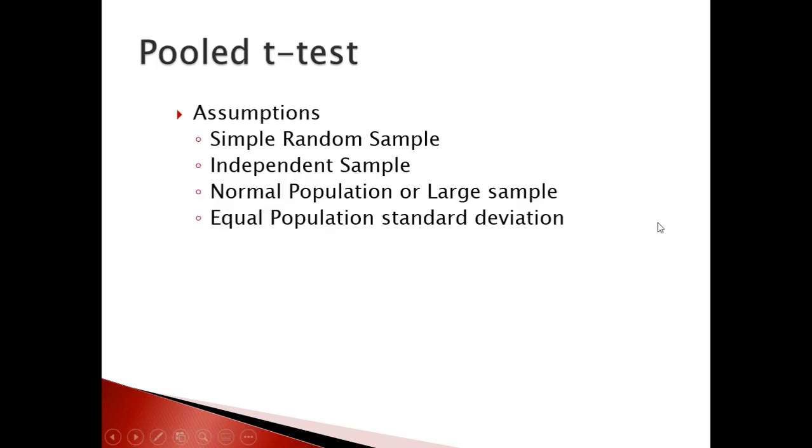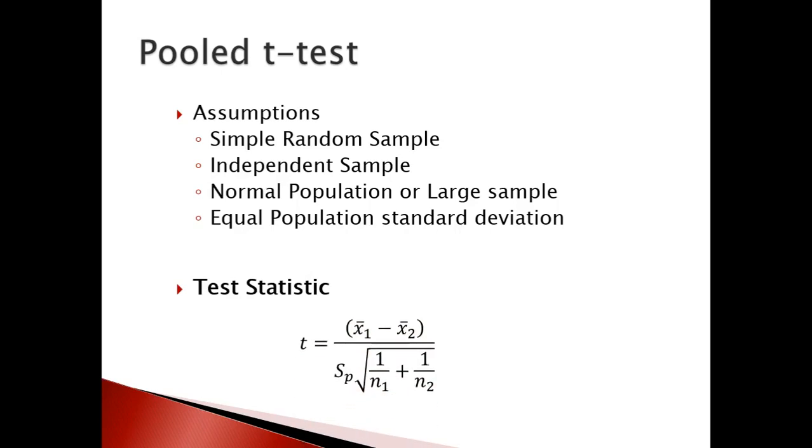So pooled t-test. How we perform this pooled t-test? In the first place, we have few assumptions. First assumption is simple random sample. The samples should be independent and the populations should be normally distributed, or we can approximate it if it is large enough sample. These populations have equal standard deviation. So now what is our test statistic? It is t equal x1 bar minus x2 bar over sp times square root of 1 over n1 plus 1 over n2.